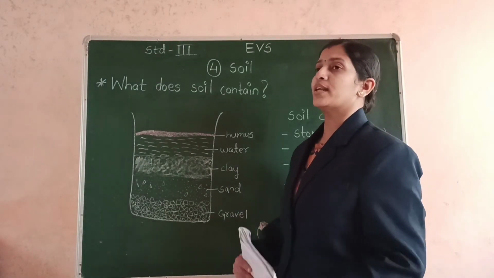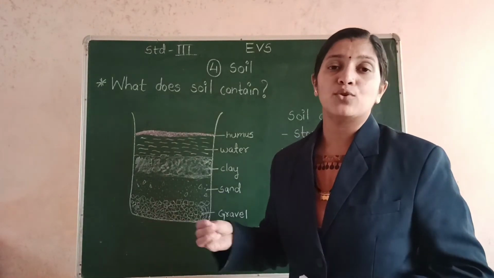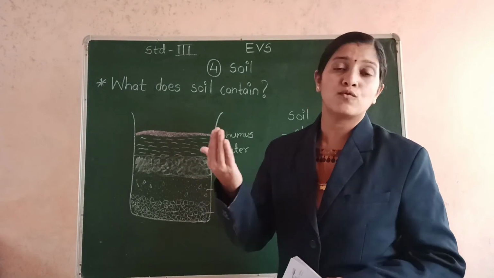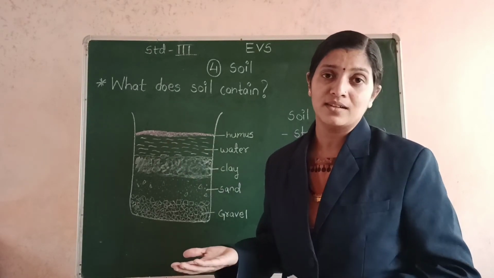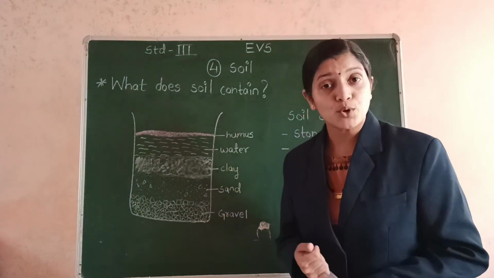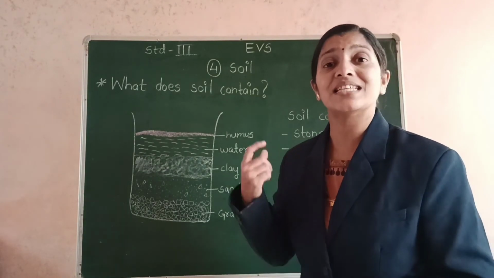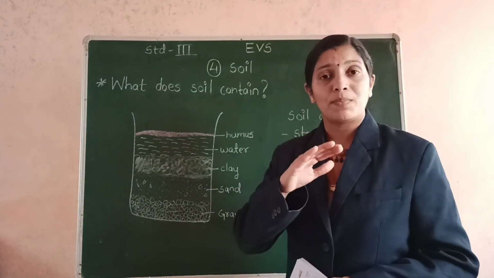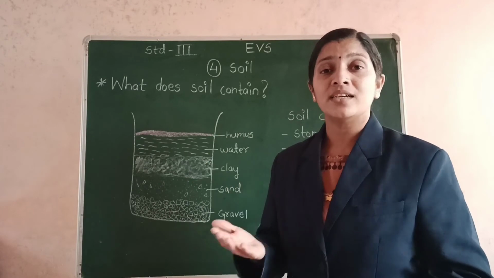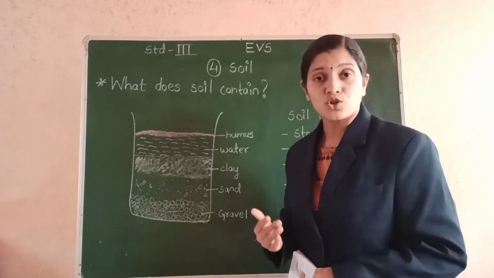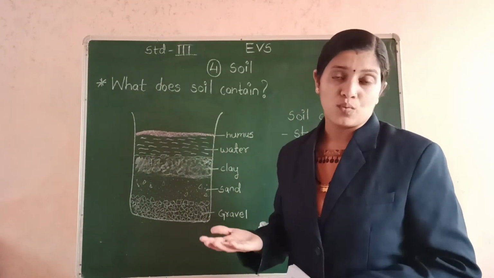Then you can remove the lid and you can see some drops of water on that lid. What does it prove? It proves that the soil contains water. The droplets on the lid prove that the soil contains water.